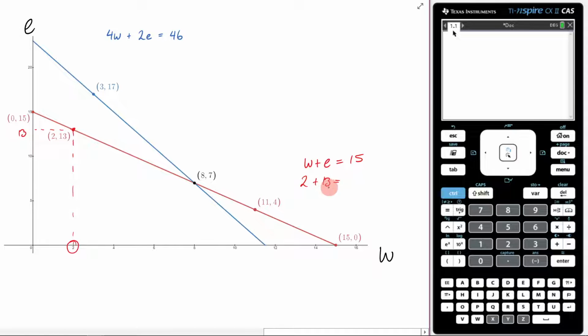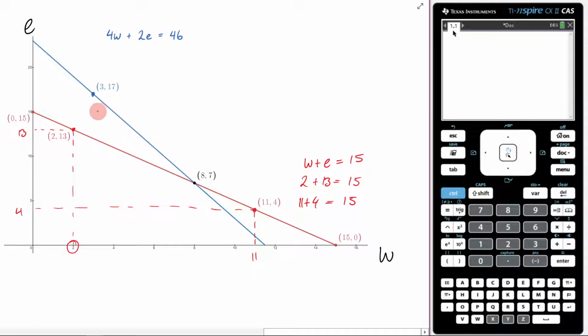And sure enough, 2 plus 13 is 15. Or maybe I have 11 wombats and therefore 4 emus. Well, what is 11 plus 4? It's 15. So as you can see, irrespective of what point you take on this red line, when you sum the 2 numbers, you're going to end up with 15. So that's how the red line works. Let's look at the blue line now. The blue line is the information about the legs: 4 times W plus 2 times E is equal to 46. The same logic applies here.